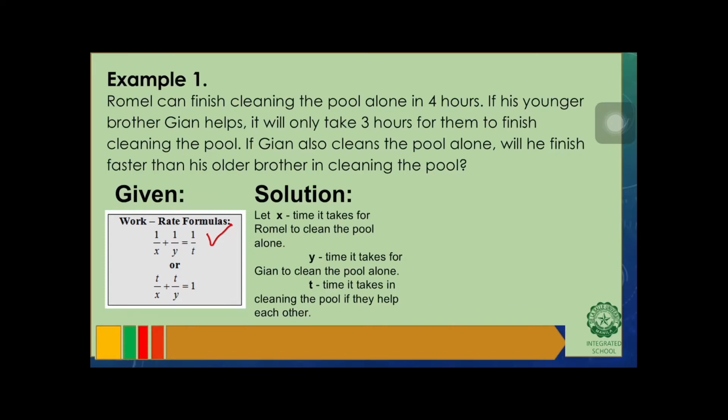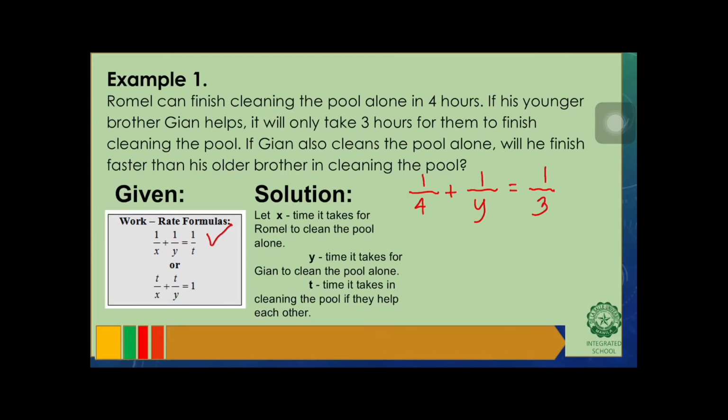So to start, we have 1 over x. x again is the time it takes for Romel to clean the pool alone. That is 4 hours. So you have 1 over 4 plus 1 over y. We don't have the value for y yet, so that would be 1 over y is equal to 1 over t. t again is the time it takes in cleaning the pool if they help each other. So that would be 1 over 3.